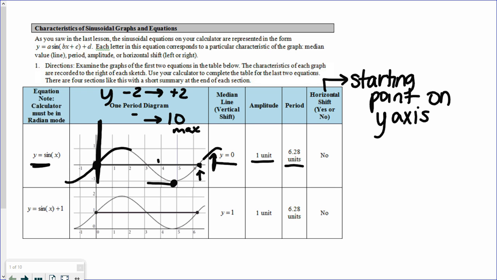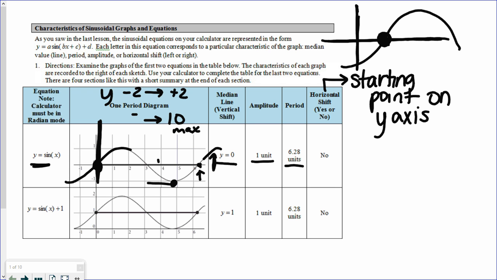Just to show you what a horizontal shift would look like, if we were looking at the same graph, and instead, that's our x and y axes, if we were to look at a graph that had a horizontal shift, it might go like this. This would be no horizontal shift. This would be a horizontal shift because now our starting point, right here, is shifted horizontally, to the left or the right. So for this graph, our starting point is on the y-axis, so there is no horizontal shift.